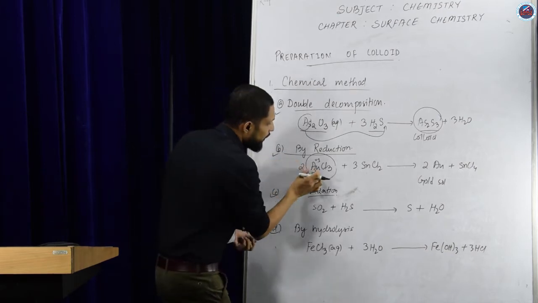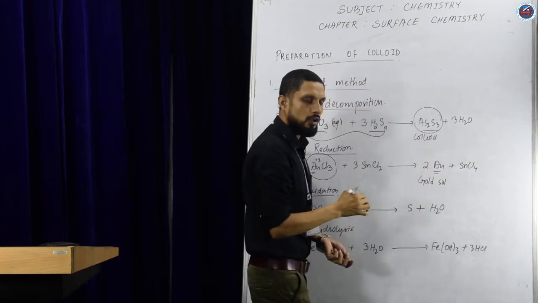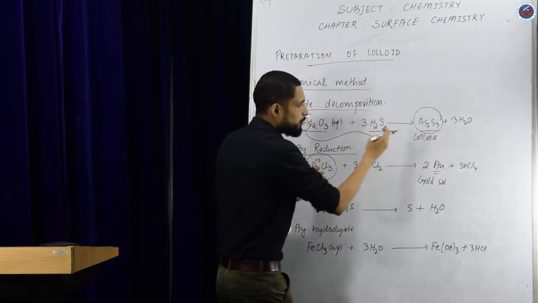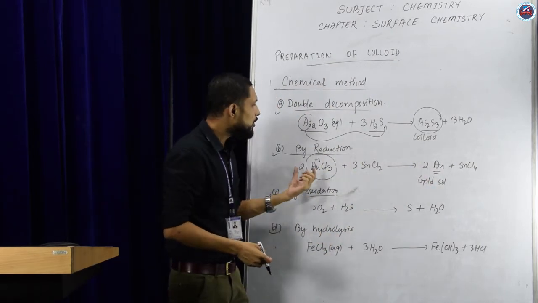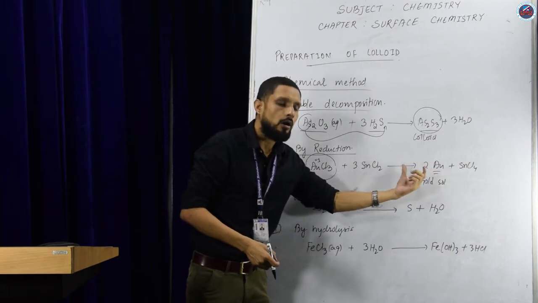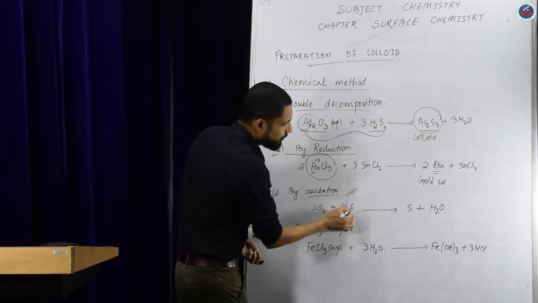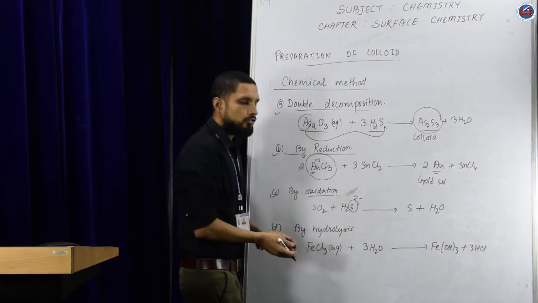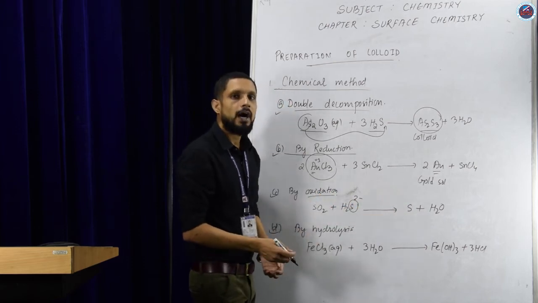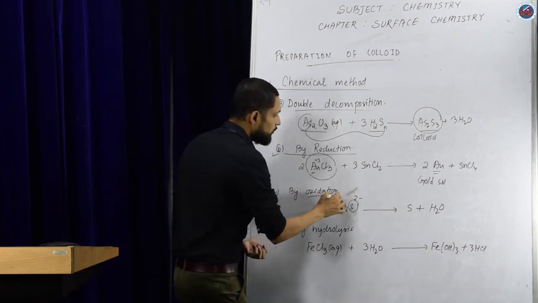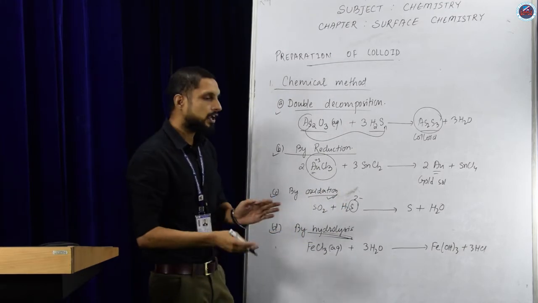So here Au with 3 positive forms Au, that is gold. So plus 3 to 0. So this is reduction. This is how the gold colloid is formed by reduction method. Similarly here by oxidation, sulfur here is 2 negative. So from S2 negative to S, it is formed by losing electrons. So it is oxidation.